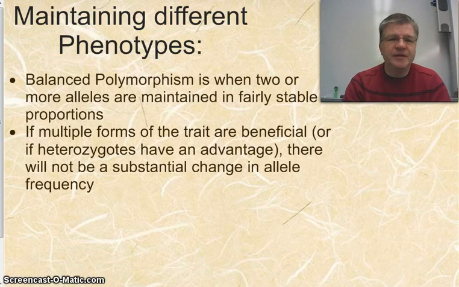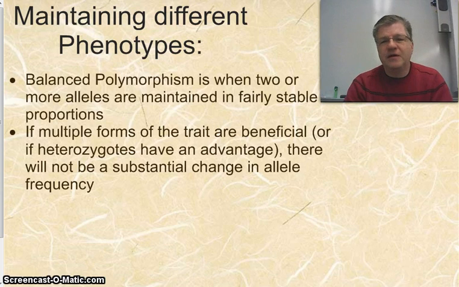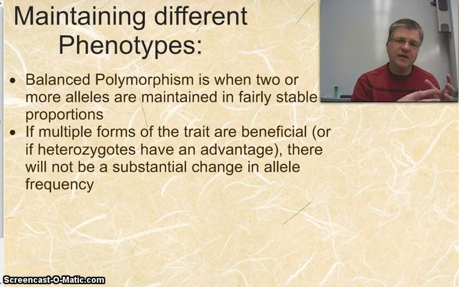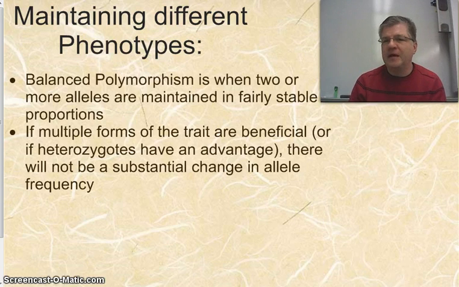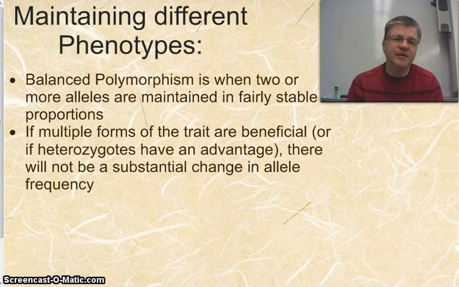A case of this in humans is the sickle cell disease. It's an advantage in tropical areas to be heterozygous. If you're homozygous for the sickle cell trait, you're probably going to die from sickle cell disease. If you're homozygous for not having it, you're probably going to die from malaria. But being heterozygous makes you immune to malaria, and yet you don't have sickle cell.